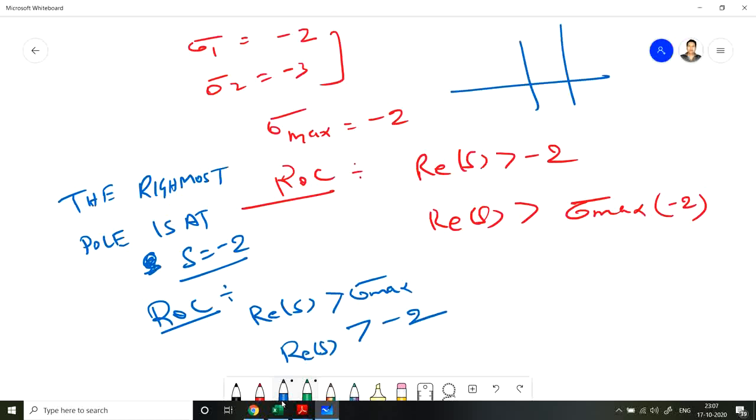So we have -2 and -3. So this pole is the rightmost pole. So we have the ROC is to the right of the rightmost pole. So this property, hence we have proved this property.